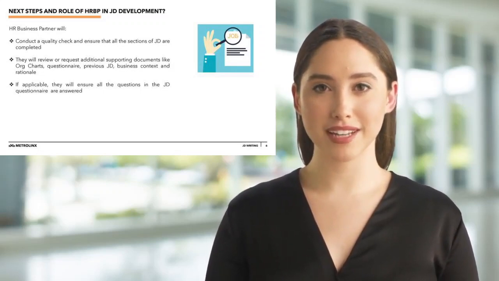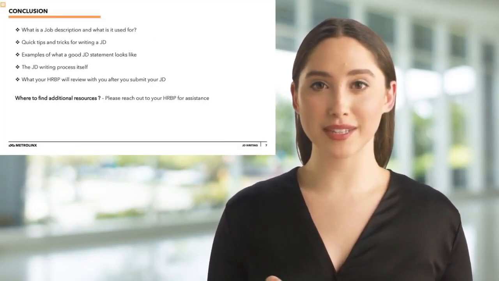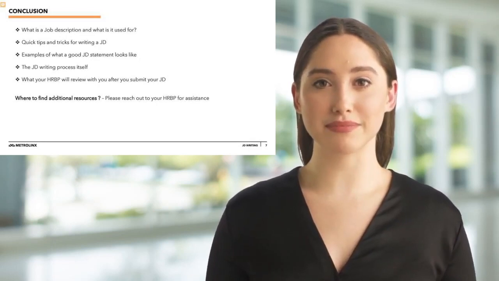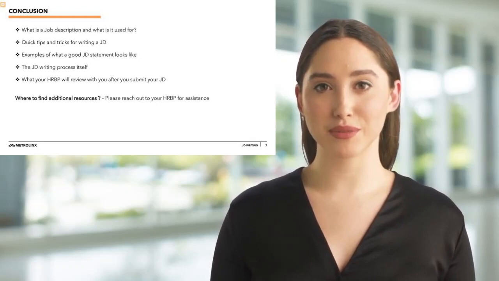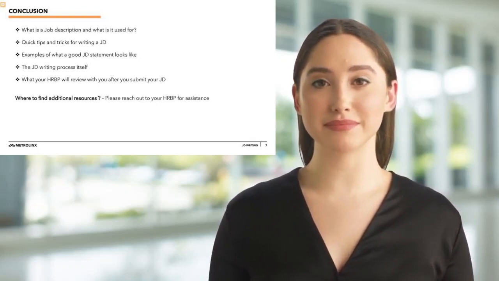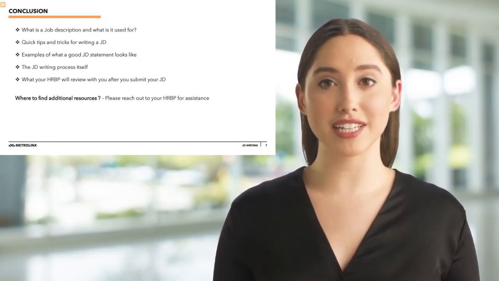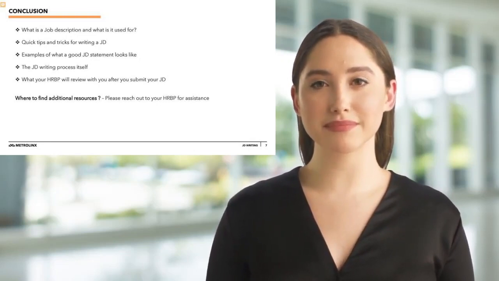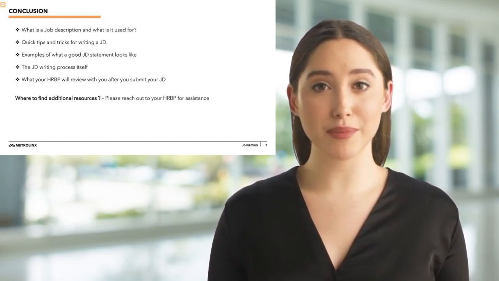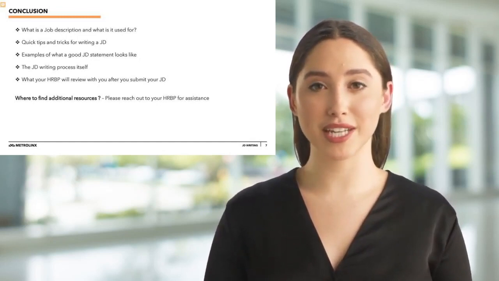Conclusion. This concludes the end of Job Description Writing 101, Module 2. To recap, in Module 2 you have learned: what is a job description and what is it used for? Quick tips and tricks for writing a JD. Examples of what a good JD statement looks like. The JD writing process itself. What your HRBP will review with you after you submit your JD.